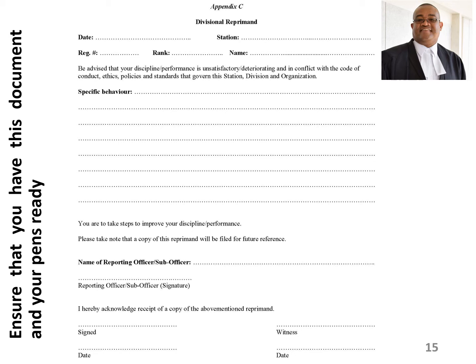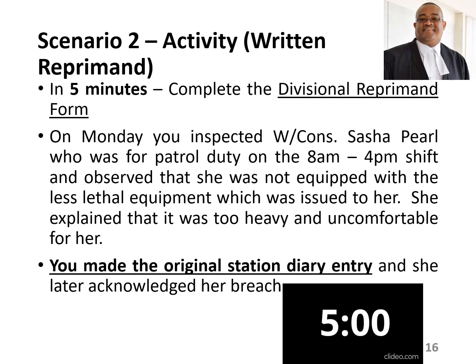Ensure that at this stage you have your divisional reprimand form, which is on the screen, and also have your pen ready. We have already read through scenario 2. So for this activity, we will be completing the divisional reprimand form. You have 5 minutes for this activity, starting now.